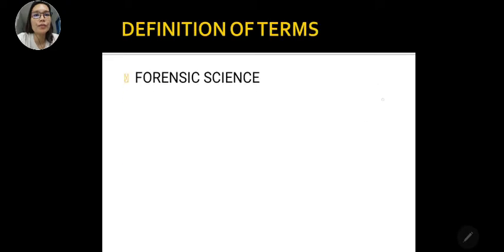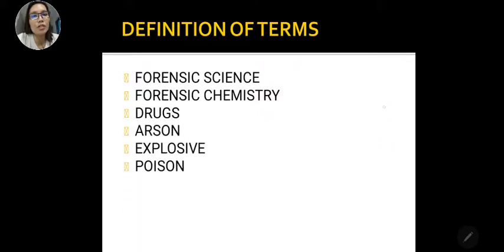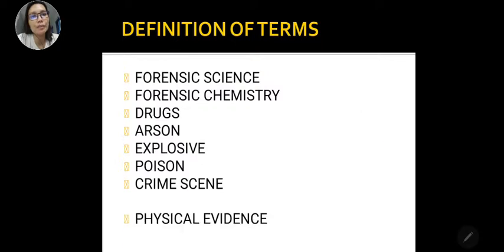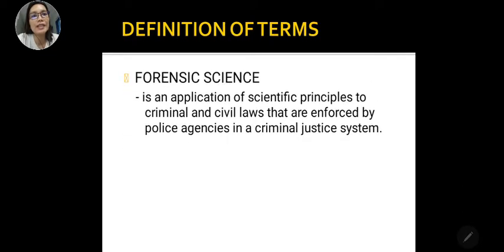So for definition of terms, we have forensic science, forensic chemistry, drugs, arson, explosive, poison, crime scene, physical evidence. We will define each of those terms individually. So what is forensic science? This is an application of scientific principles to criminal and civil laws that are enforced by the police agencies in a criminal justice system.